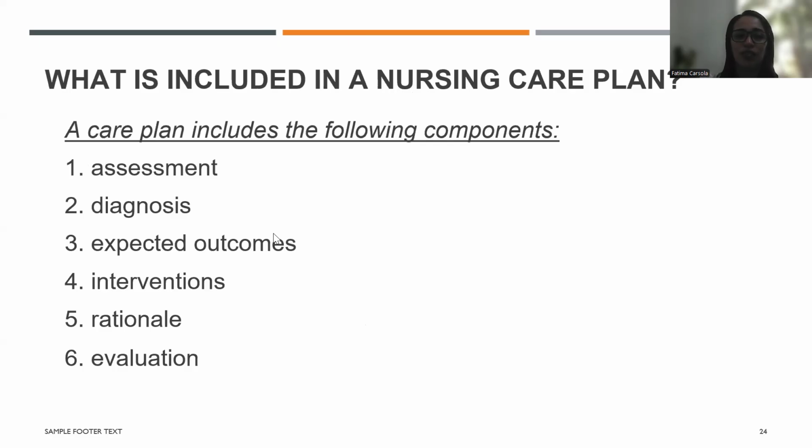And what is included in the nursing care plan? There are a lot of variations or redo of the nursing care plan. Before, we just had the assessment, planning, implementation, and evaluation, but now you have the assessment, diagnosis, expected outcome, interventions, rationale, and evaluation.